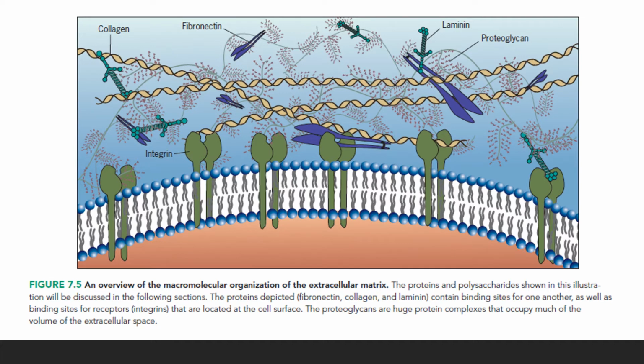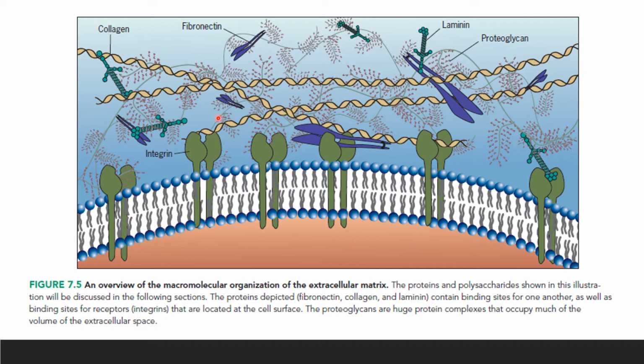So this image shows you an overview of the macromolecular organization of the extracellular matrix, wherein you will see the presence of the proteins and polysaccharides. The proteins are actually depicted by the fibronectins. Here you have the fibronectin. You also have your collagen and of course your laminins. Okay, so they contain binding sites for one another as well as binding sites for the receptors, or what we call your integrins. These are the considered receptor sites in the cell surface.